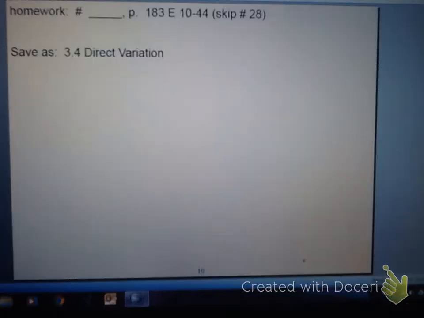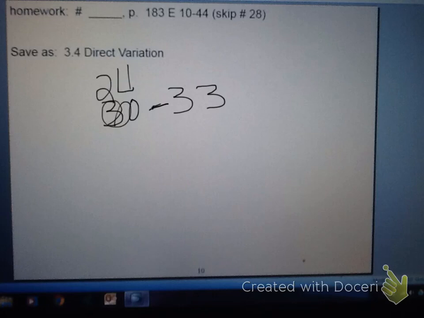That is the end of section 3.4. Your assignment is page 183, even numbers 10 through 44. You can skip 28. Now make sure that when you go to do the problems where you're trying to find the direct variation, problems 30 through 33, go back and study and work the examples again. Or maybe work an odd problem. Actually, I think this starts with number 24. So go back and look at the examples again, because a lot of people mess up on that.